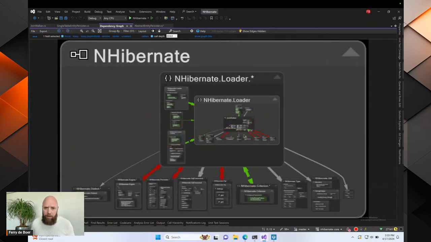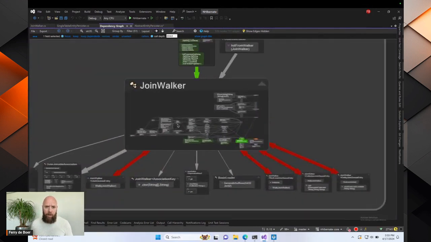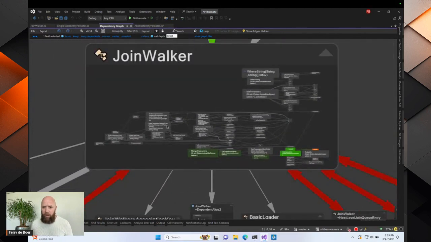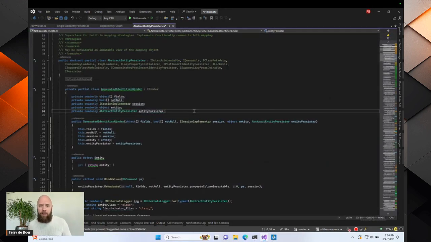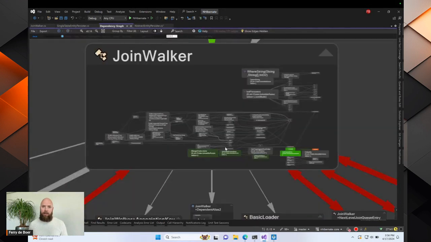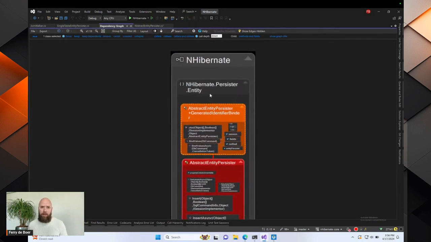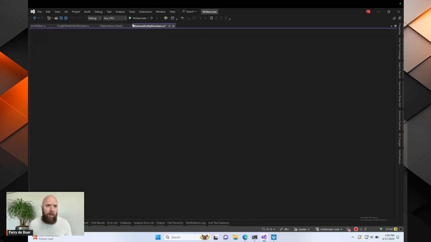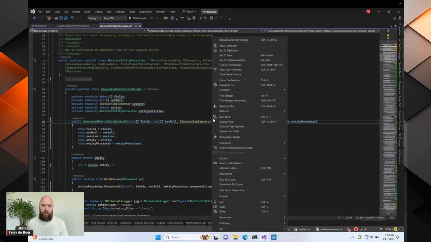So I'm not 100% sure how the calculation in Cohesion exactly works. But if I now go to the abstract entity persister, which has 10, then I would expect to see some. What is this? Let's try. This is not what I am expecting. NDepend.